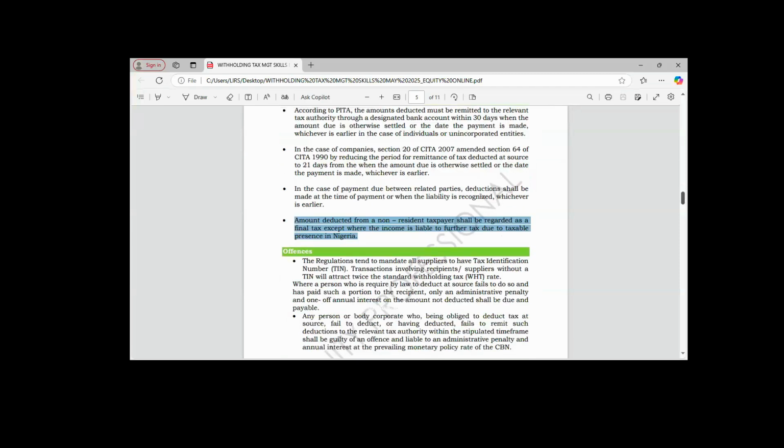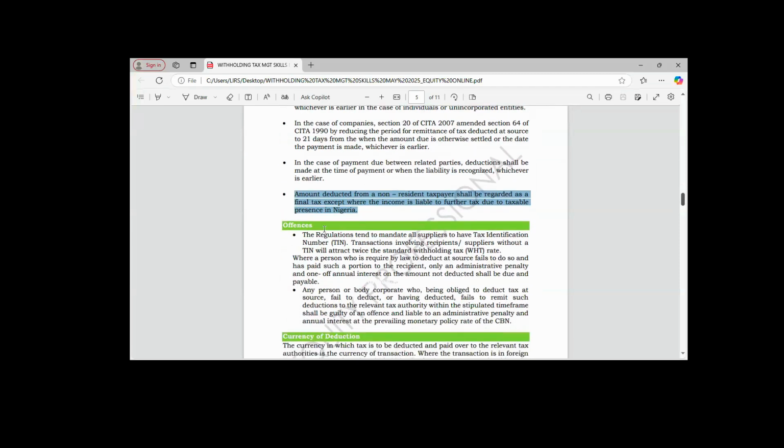So what are the offenses for not remitting or for not payment of withholding tax? These are new regulations, new introductions that are introduced by the regulation. So what the regulation states is that all suppliers must have a tax identification number. Where you are dealing with any supplier, that supplier must have a tax identification number. But when you are dealing with a supplier that does not have a tax identification number, the law is that you are going to charge 2 times what is stated in this rate.